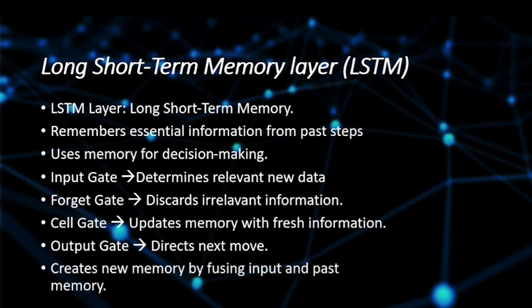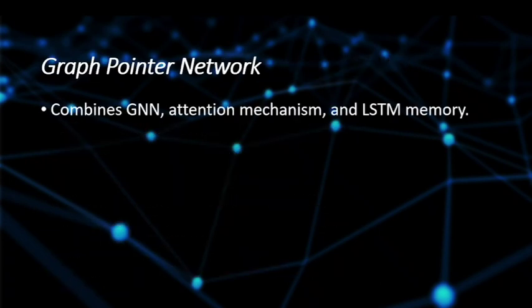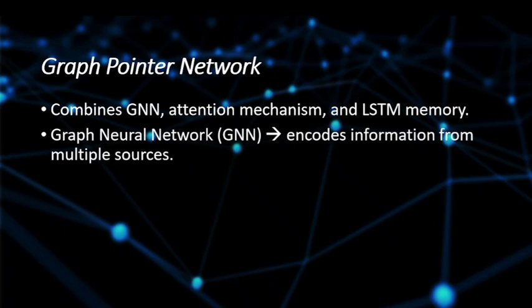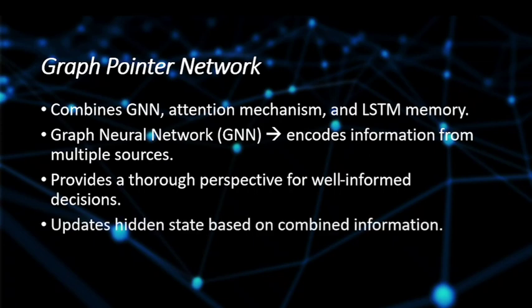LSTM then creates new memory by fusing the input and past memory. Graph pointer network. It combines GNN, which is graph neural network, with attention mechanism and LSTM memory discussed earlier. The graph neural network GNN encoder is used by the GPN model. Similar to having different maps with different information, these maps are combined by the GNN to offer a comprehensive viewpoint and ensure the decisions are well informed. Based on this information, it then updates the hidden state.